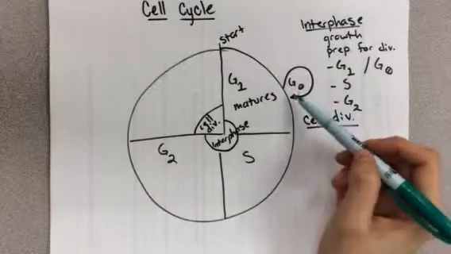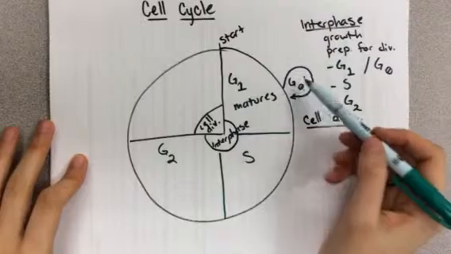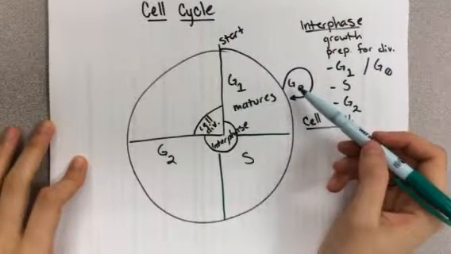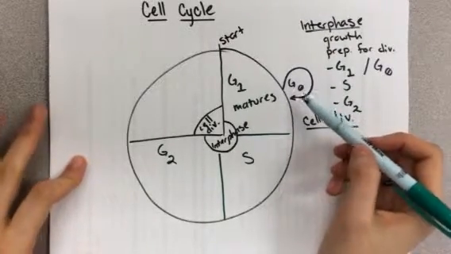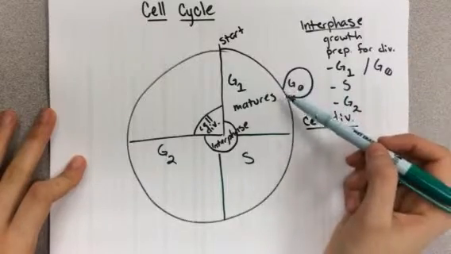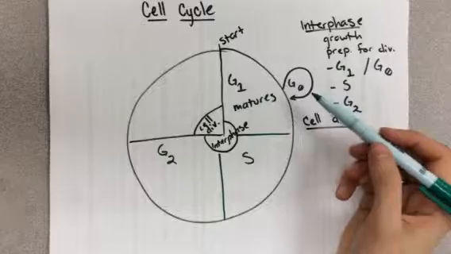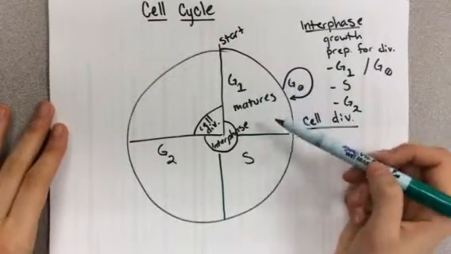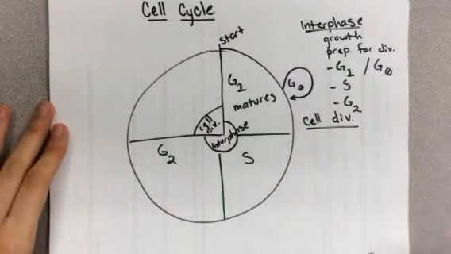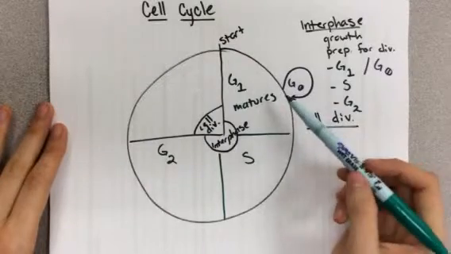Your brain cells, neurons, are in the G0 phase. They're really not dividing. They're not planning on dividing anytime soon. Your liver cells also are in the G0 unless there's some sort of damage or trauma to the liver, and then that prompts liver cells to start dividing.